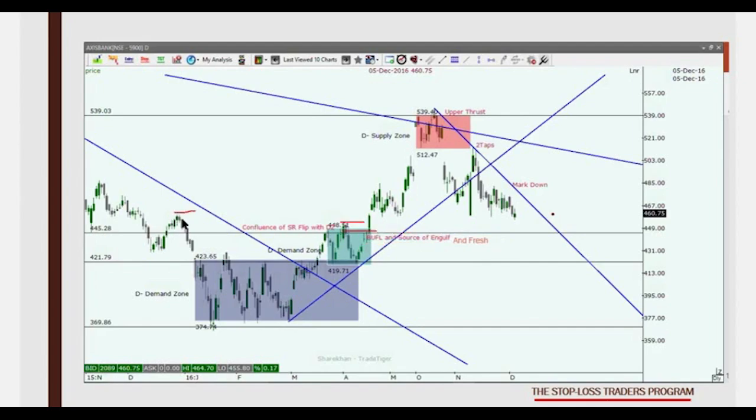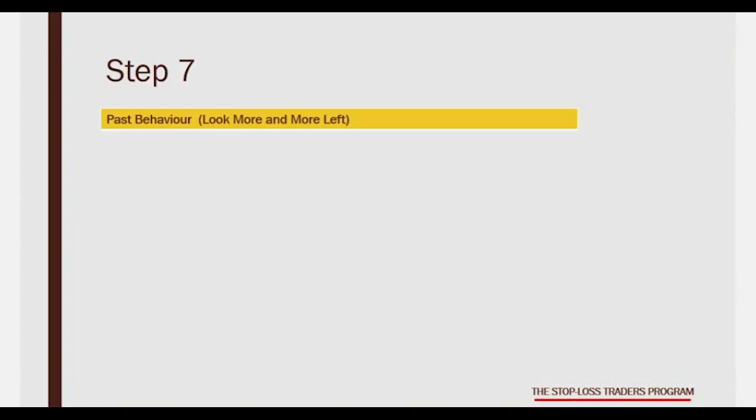Now the big picture chart for a monthly trader will be monthly, for a weekly trader weekly, for a daily trader daily, and for an hourly trader 60 minutes. We will look into the past behavior of the price. How will we know that? We will draw the most important SRs on that big picture chart.